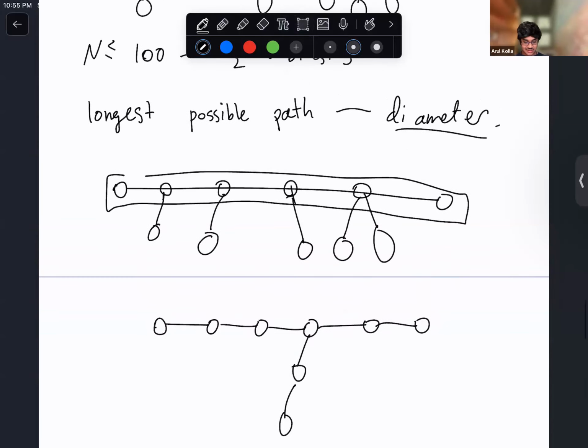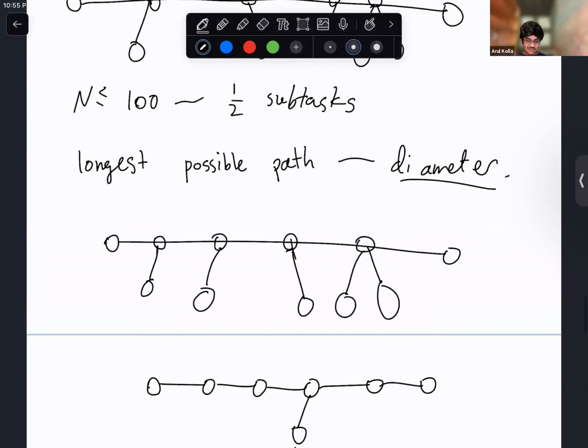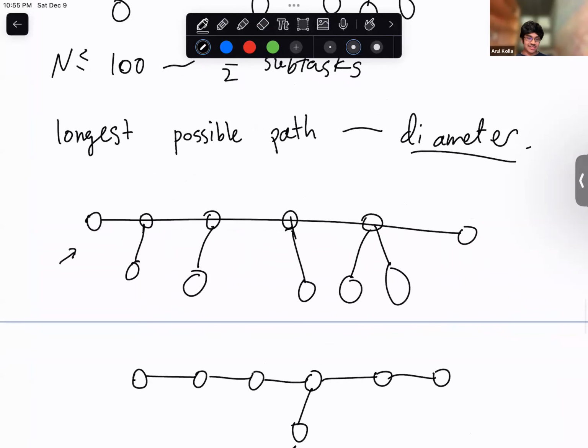Okay, so how do we check this? Actually, let's prove this statement. I'm claiming that you can just check the diameter. Why? Let's pretend that this is some arbitrary thing that works, as in there's a path and all the nodes are hanging off of it. I just drew a rather random example, but let's explain why this has to be the longest path. Let's say that's not the case and try to find a longer path somewhere.